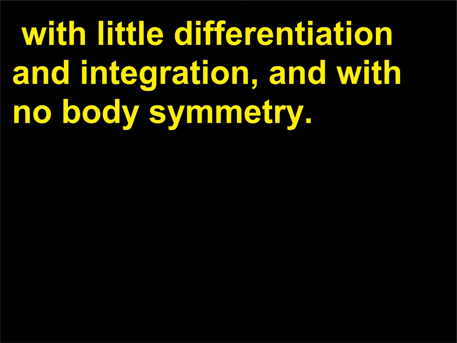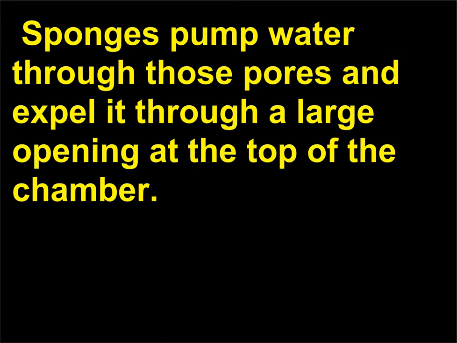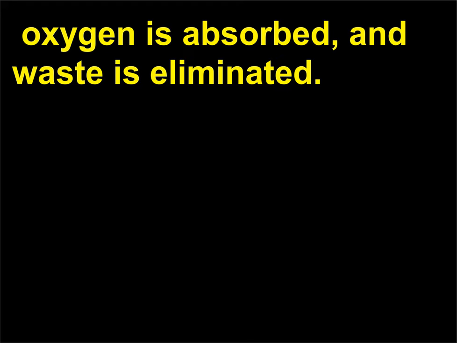A sponge's body is perforated by holes that lead to an inner water chamber. Sponges pump water through those pores and expel it through a large opening at the top of the chamber. While water is passing through the body, nutrients are engulfed, oxygen is absorbed, and waste is eliminated.